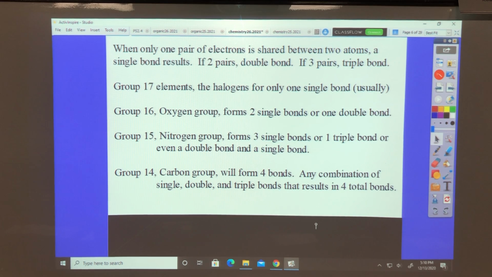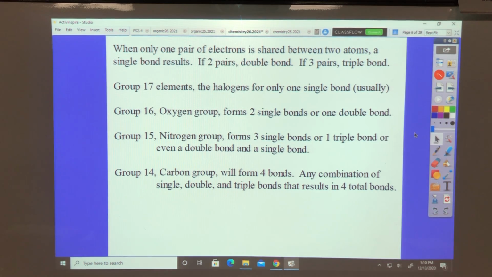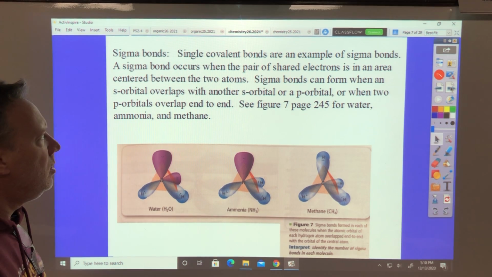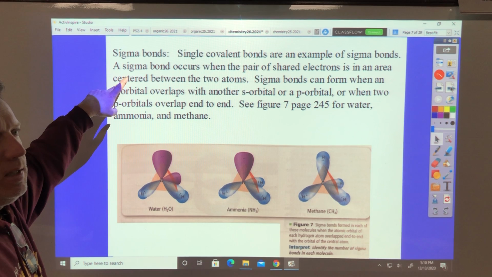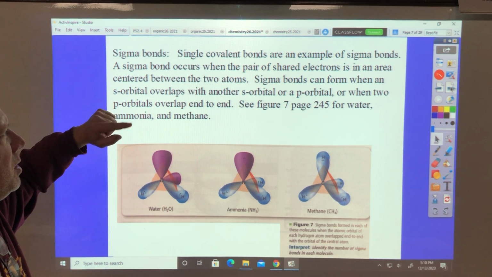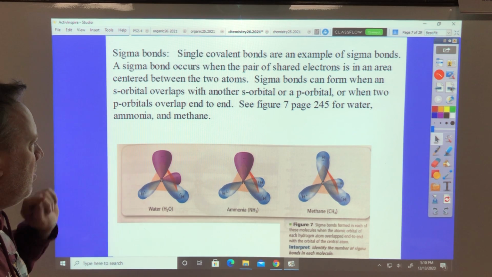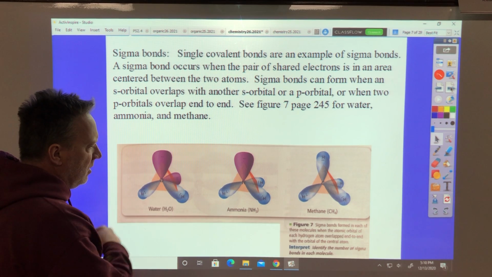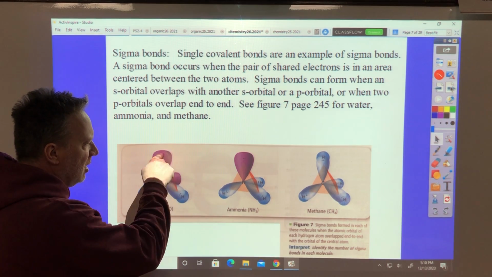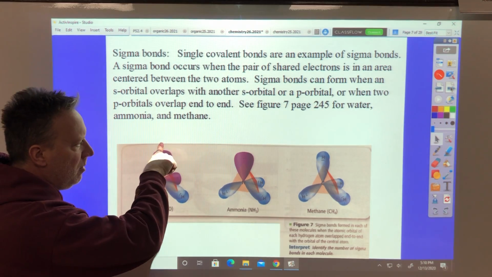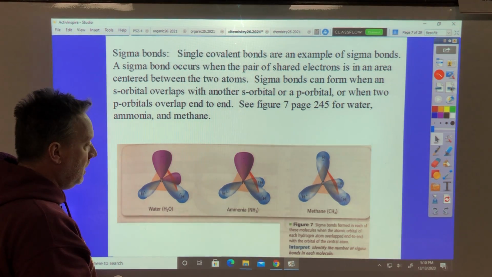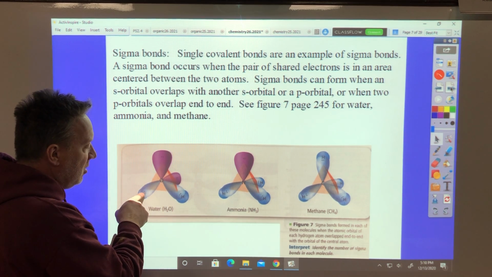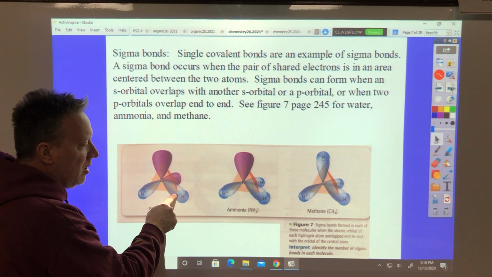Okay, now we've got to talk about sigma bonds and pi bonds. And here's where I've got to pay attention so I don't say something dumb. If you have a single covalent bond, they're going to be sigma bonds. The sigma bond occurs when the pair of shared electrons is in an area between. So here we have water. There's an oxygen. Here's a hydrogen. There's a hydrogen. We have lone pairs of electrons out here occupying space, but there's no atoms connected to them, sharing. But oxygen shared an electron with hydrogen right here. Oxygen shared an electron with hydrogen right here.